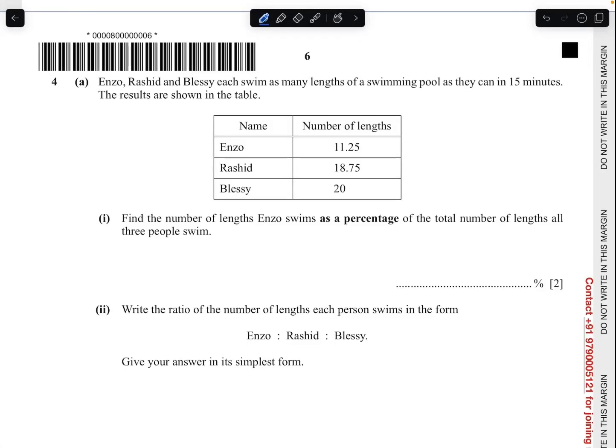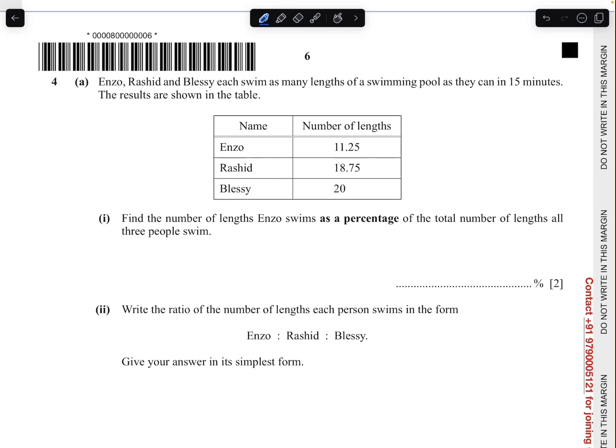Question number 4, subdivision A. Enzo, Rashid and Blessy each swim as many lengths of a swimming pool as they can in 15 minutes. The results are shown in the table. Okay, so there are two headers in the table. One is the name and the other is the number of lengths that they have covered. Find the number of lengths Enzo swims as a percentage of the total number of lengths of all the three.